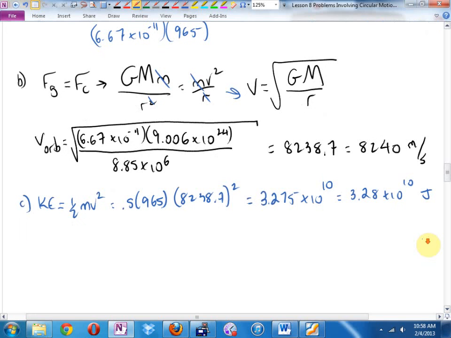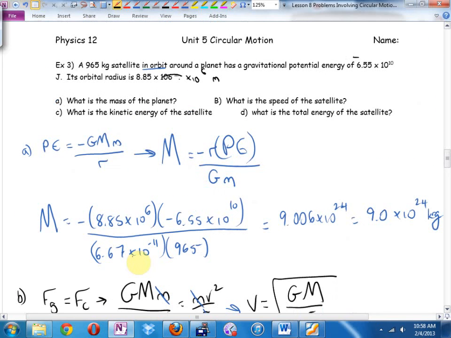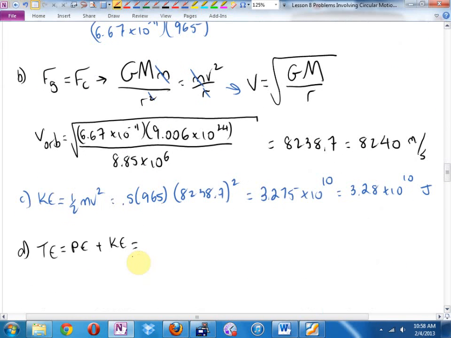What's D want me to find? Total energy. Total energy is going to be potential plus kinetic. And they gave me potential in the question, did they not? It was negative. We added the negative. It was negative 6.55 times 10 to the 10th. And the kinetic is 3.275 times 10 to the 10th, positive.